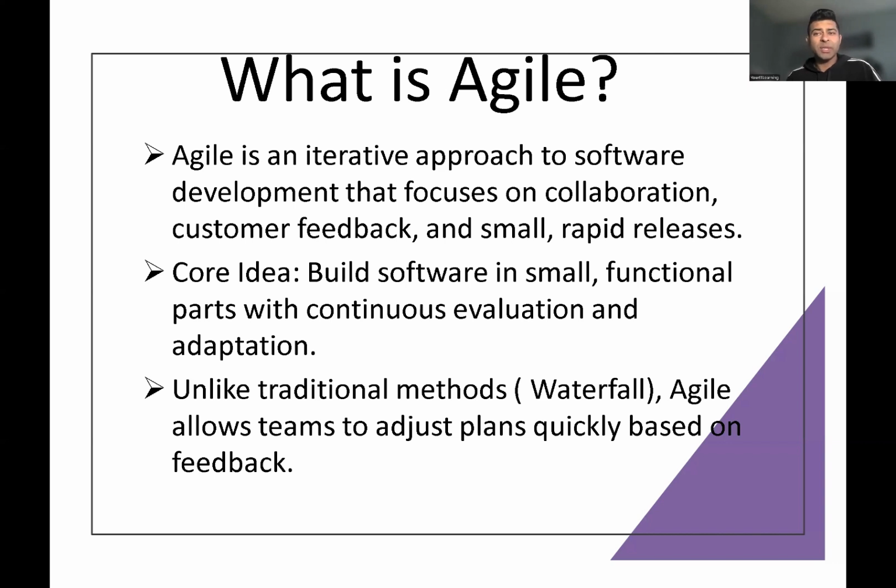Unlike traditional methods, waterfall is an old method which was used a couple of years back. Still, a couple of companies use it, but it's not used that much these days because waterfall is rigid. It's hard to make any changes, and you only know the product at the end. Keep in mind, a sprint in waterfall is not 2 to 4 weeks. It can be a month, 2 months, like that. So unlike traditional methods, Agile allows teams to adjust plans quickly based on feedback from the customer, the subject matter expert, and your stakeholders. That's why Agile is more popular.